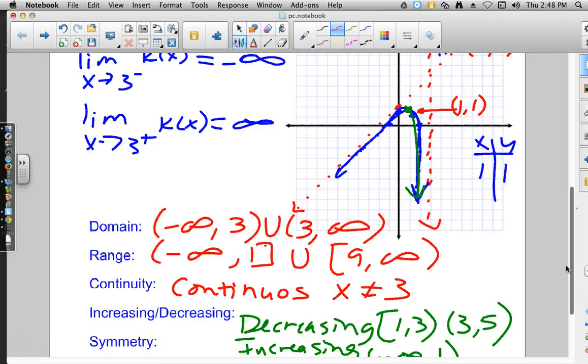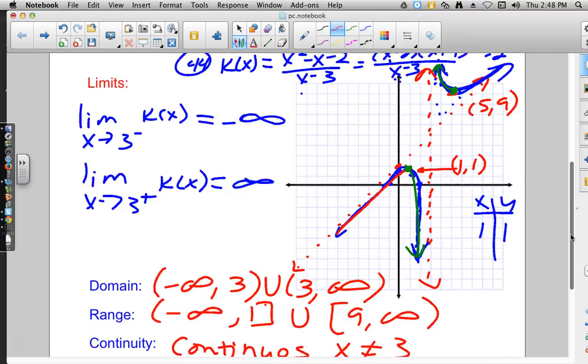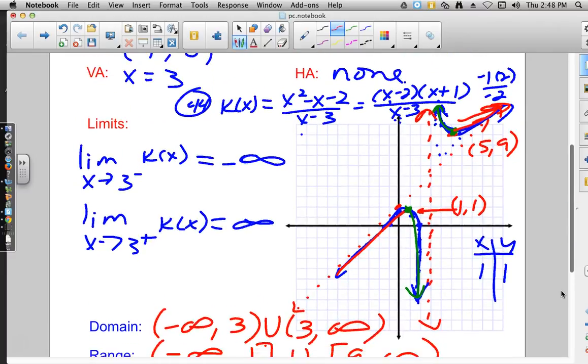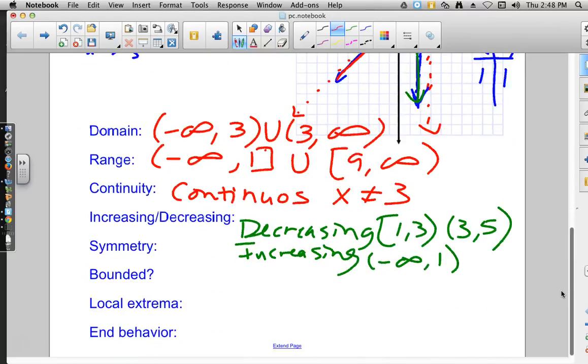Let me choose a different color here. This is going up. And then here is our next increasing piece over here. So our increasing is from negative infinity to 1, and then from 5 to infinity. Symmetry. Nope, we don't have any even or odd here. Bounded. No, this is going up and down forever.